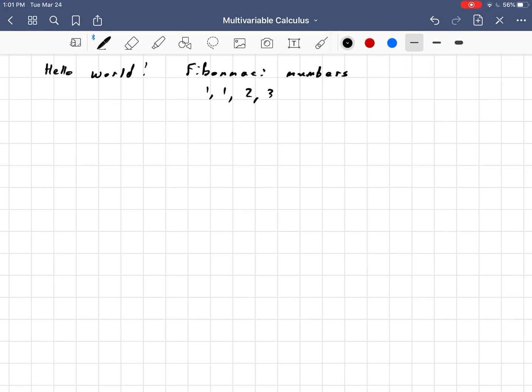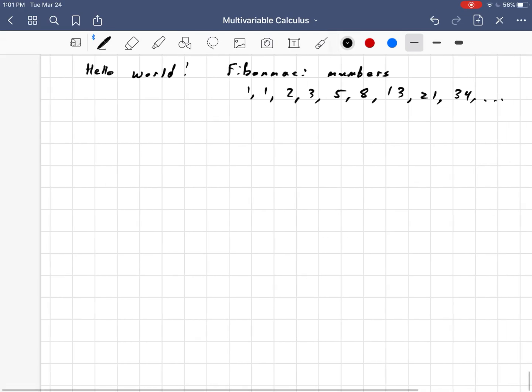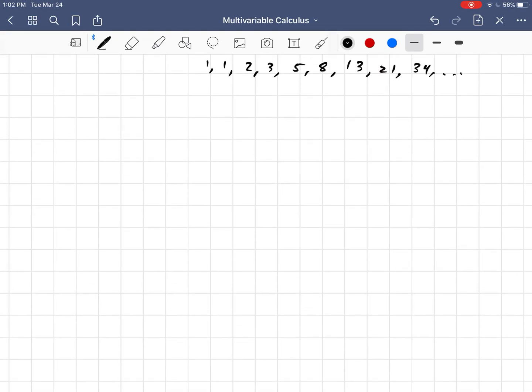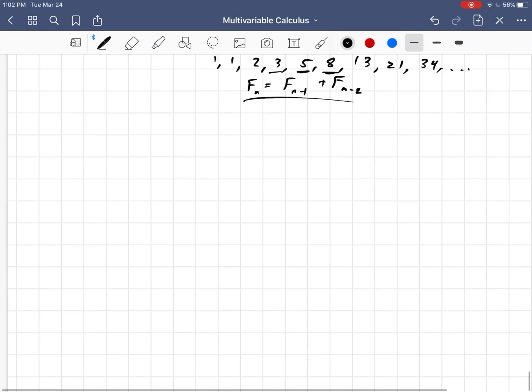It goes 1, 1, 2, 3, 5, 8, 13, 21, 34. And we can stop there. And the idea is that you take the two numbers before and you can add them to create the next number. In other words, if we have the nth Fibonacci number, it's always going to be equal to the one right before it plus the one right before that one. So, for example, this 8 is the 5 plus the 3. And this is the defining trait of the Fibonacci sequence.